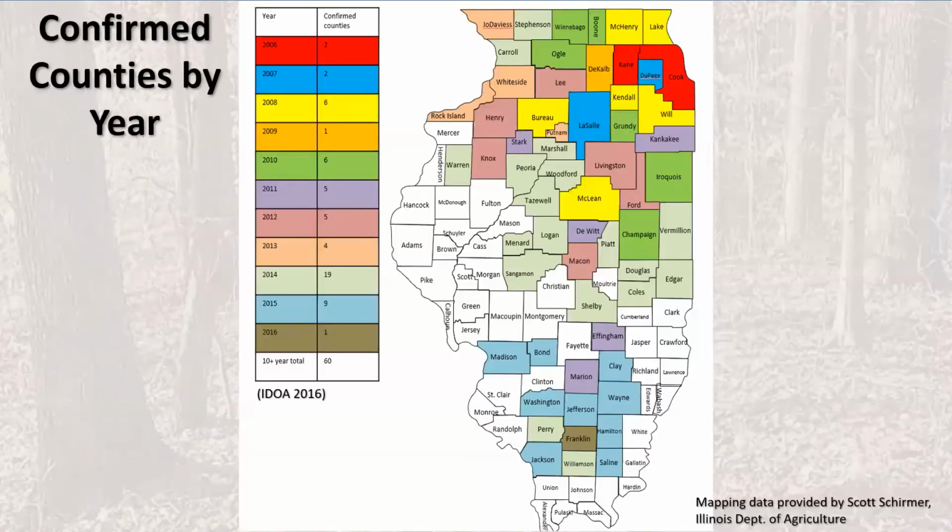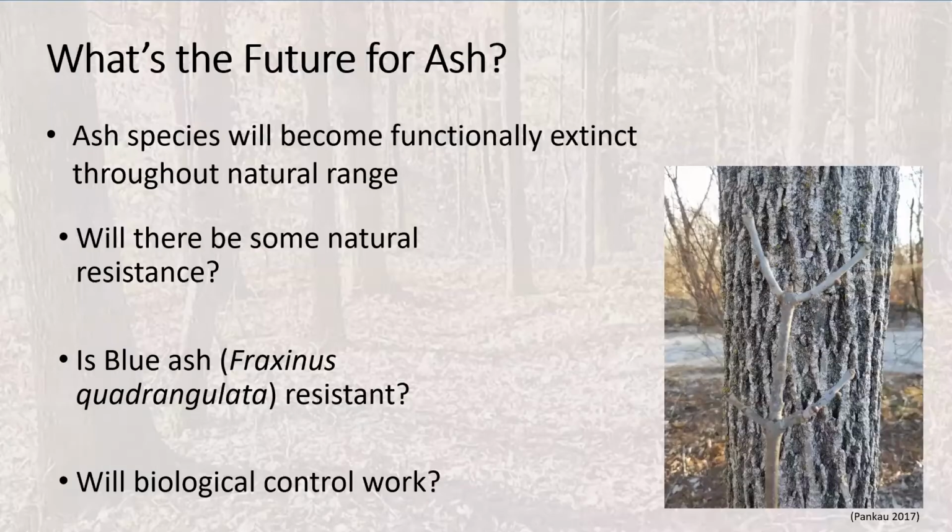So this is counties confirmed by year, and it just illustrates the spread. It's coming from north to south, essentially, because our infection point initially was Chicago, coming from Detroit originally. So what's the future for ash? Well, it will become functionally extinct throughout its range.